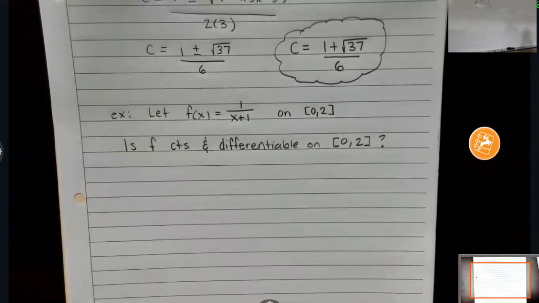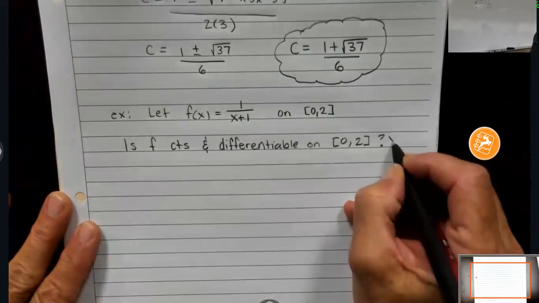Is f defined at every single number between 0 and 2? And is its derivative defined for every single number between 0 and 2? There is one number in which f is not defined. Where is that? -1. And its derivative is not going to be defined at -1, but it's not in the interval. So the answer to the question is yes, it is. And so there should be a number c at which f prime of c is equal to the slope of the line through the two endpoints.